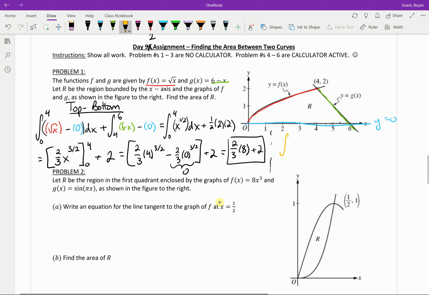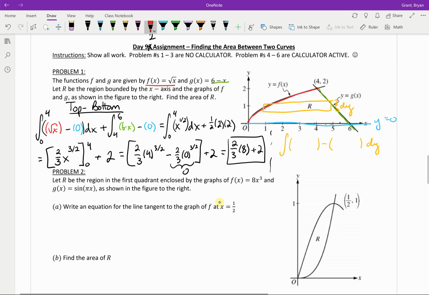Oh, but remember, if we're doing right minus left, our rectangles here are going to have a width of dy, which means that when I do right minus left with dy at the end, each of my functions needs to have y's in them. And right now, they don't have y's. So let's do a little bit of math.